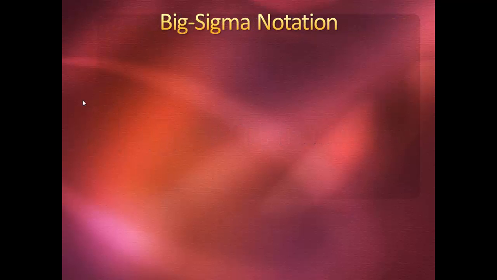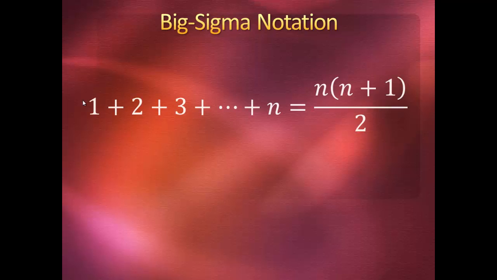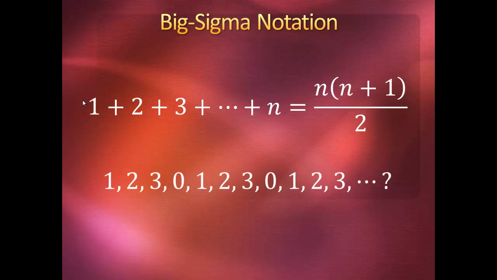Think back to high school when you first learned about series. In fact, we briefly saw an arithmetic series in the first lecture on problem solving. 1 plus 2 plus 3 plus all the way to n equals n times n plus 1 divided by 2. But remember what we said about patterns being misleading. How do we know that we're actually dealing with an arithmetic series? Sure, we have the ellipses there, the dot, dot, dot, but how do we know the pattern isn't actually 1, 2, 3, 0, 1, 2, 3, 0, and so on, repeating indefinitely?